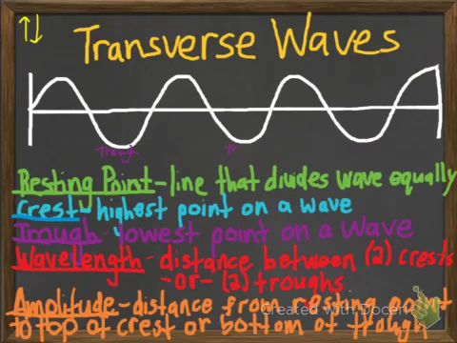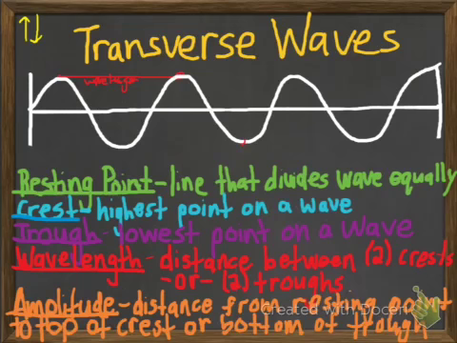Right. Then, wavelength. So to find the wavelength of a transverse wave, you simply measure from one crest to the next crest. So for instance, if we were to measure from here, right in the middle of the crest, to here, that would give us the wavelength of this section that we're looking at. We can measure also from a trough to a trough.